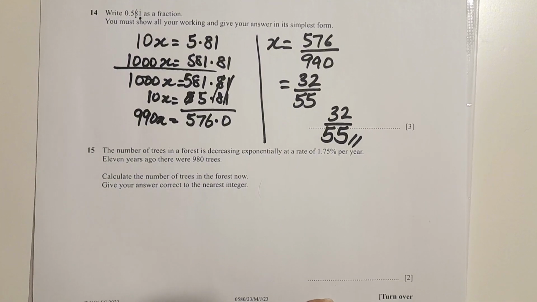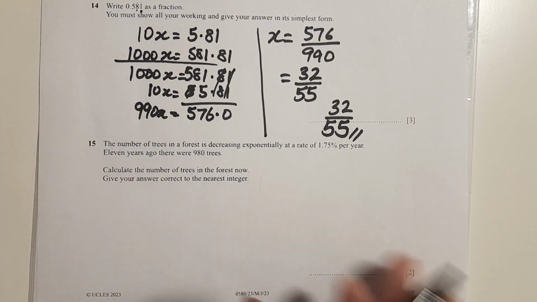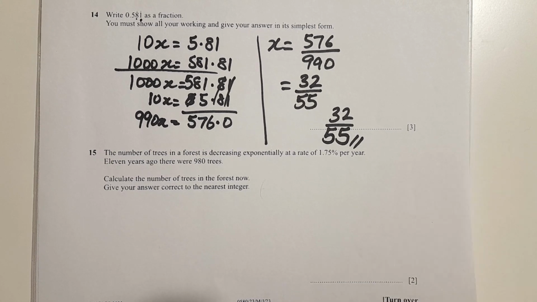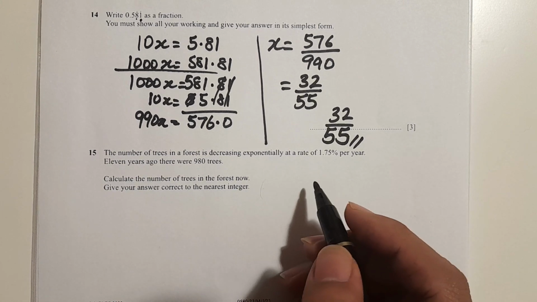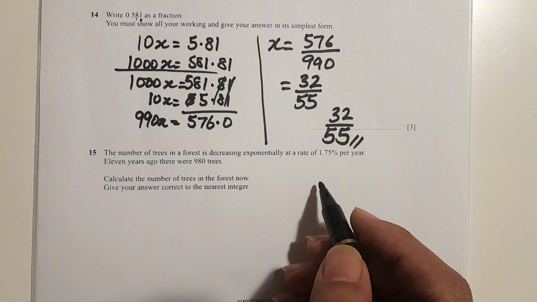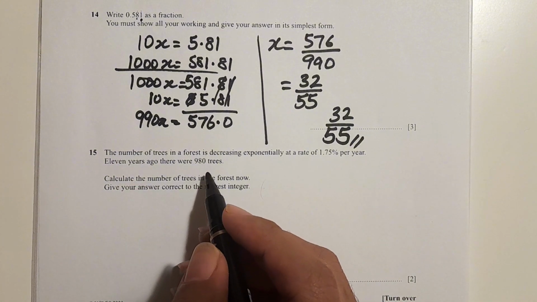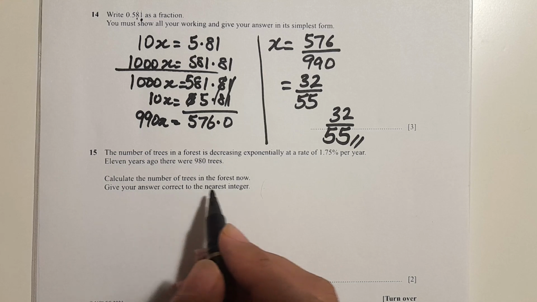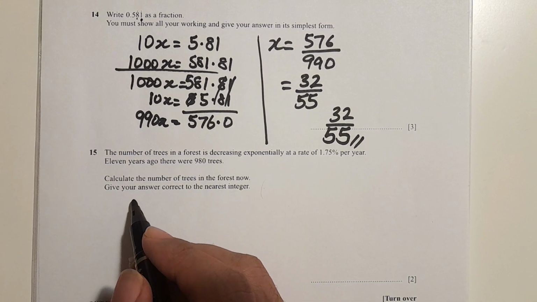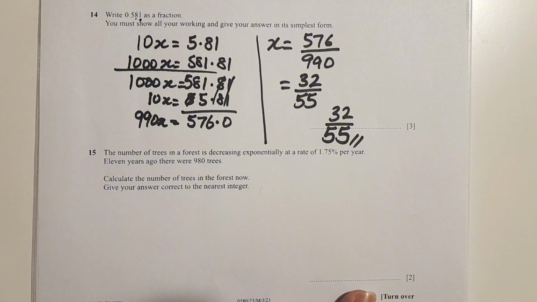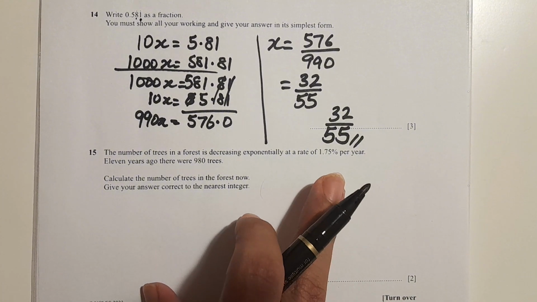Question 15 states, the number of trees in a forest is decreasing exponentially at a rate of 1.75% per year. 11 years ago, there were 980 trees. Calculate the number of trees in the forest now. Give your answer correct to the nearest integer.